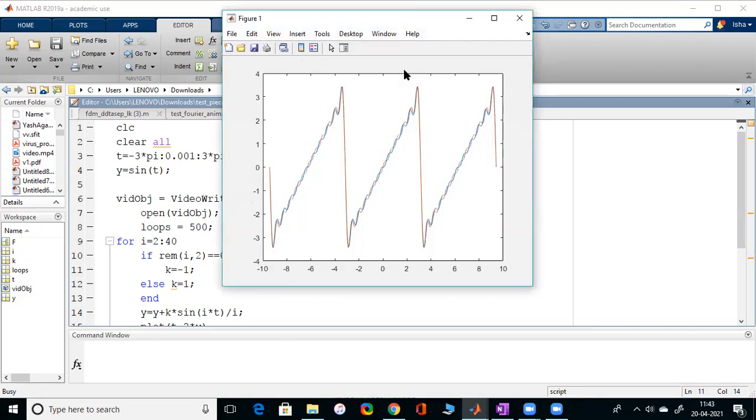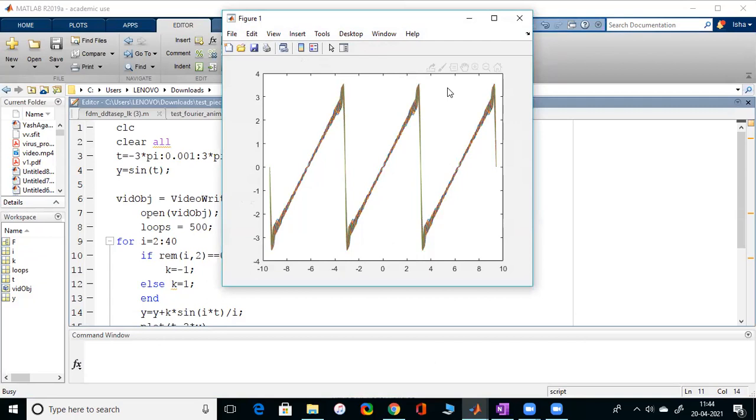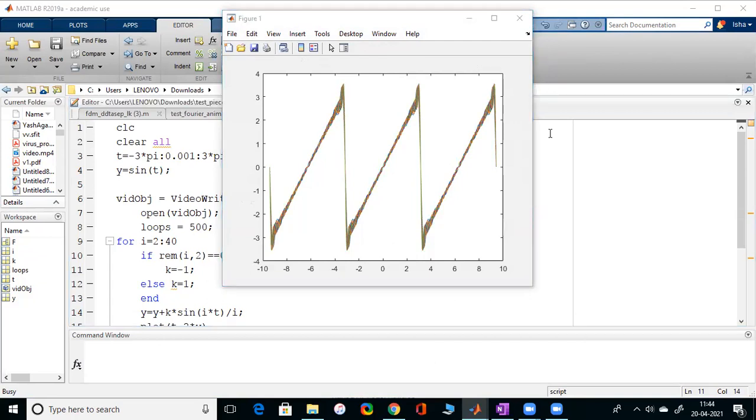Yeah, can you see the graph? Yes, are you able to see the graph? Okay, yeah. So I just hope the point I wanted to convey is clear.